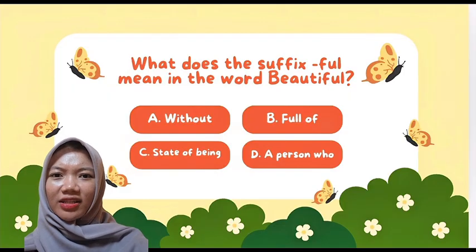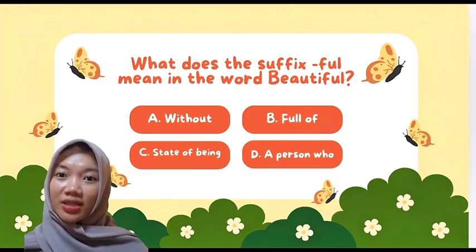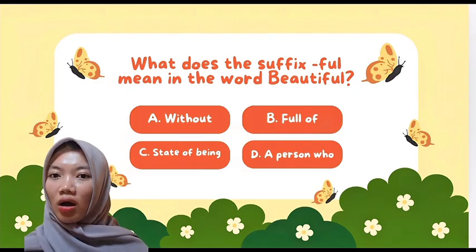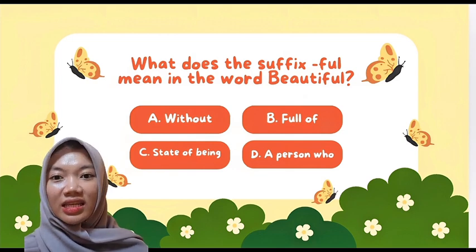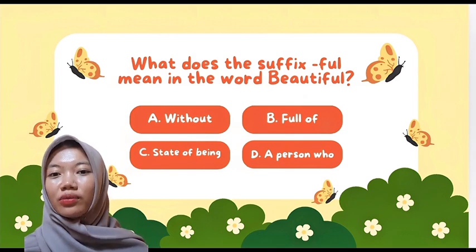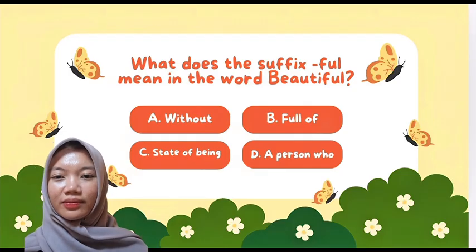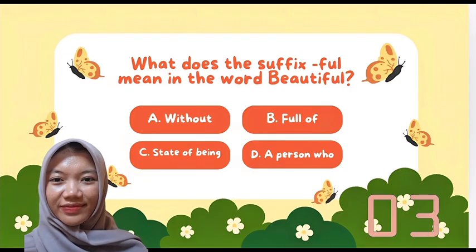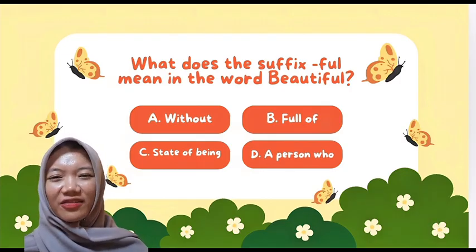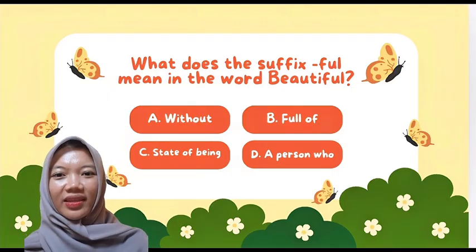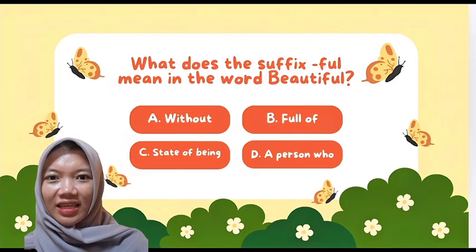And then, question number 9. What does the suffix full mean in the word beautiful? A. Without. B. Full of. C. State of being. D. A person who. So you have 5 seconds to think about the answers. Yes, the correct answer is B. Full of. Great job!